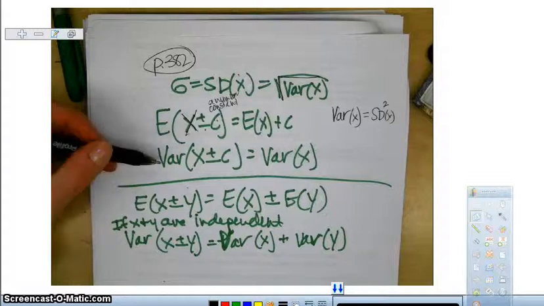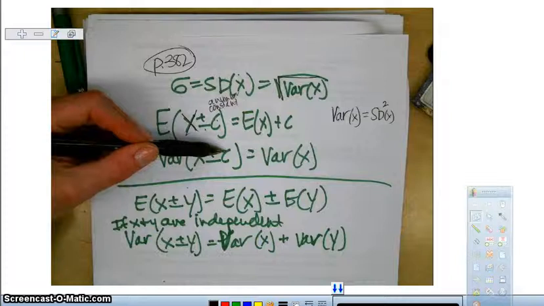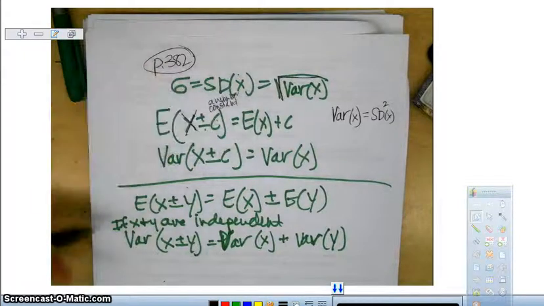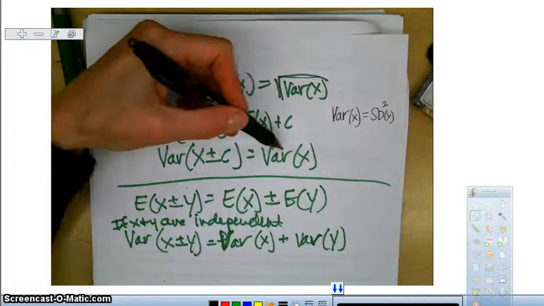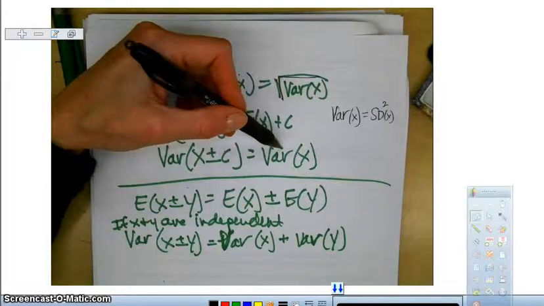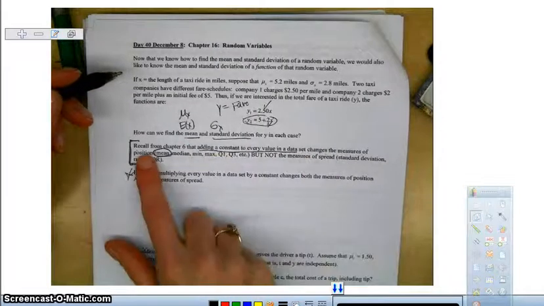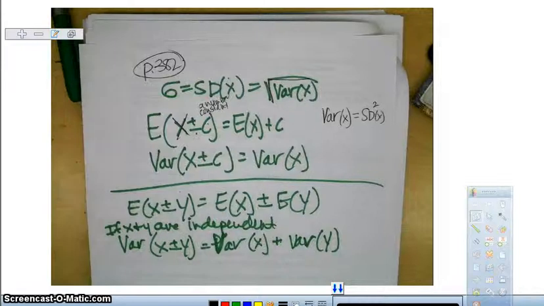Okay, and the variance of x plus or minus a constant. Variance is standard deviation squared, so we're dealing with standard deviation, is simply the variance of x. Now, how does this have to do with what we just talked about? Adding or subtracting values does not affect measures of spread. That's what it just said right over here. Adding a constant changes the measures of position, but not spread. So it shows that in this formula right here.